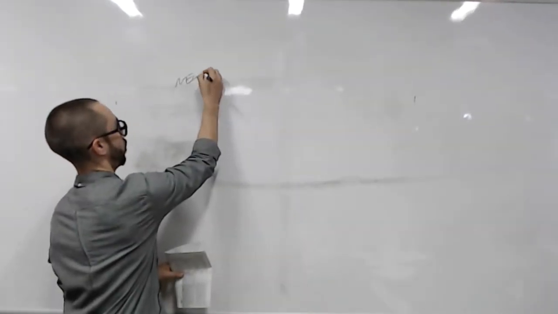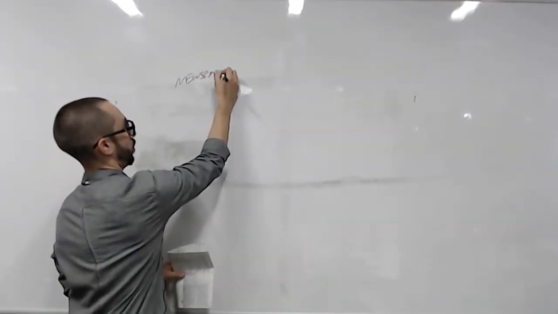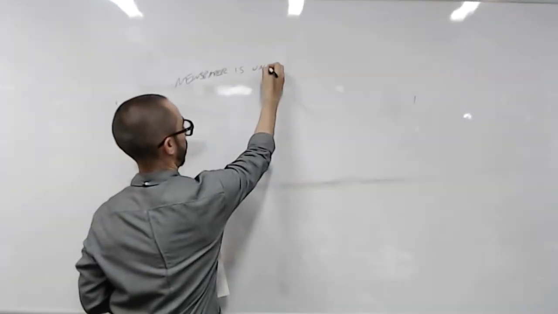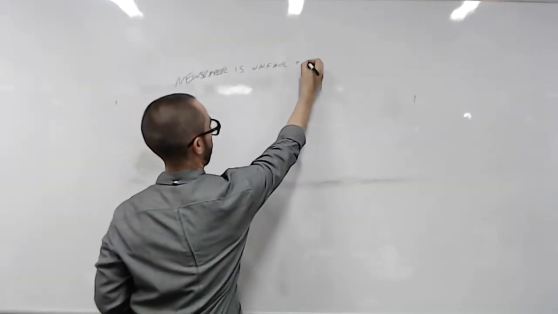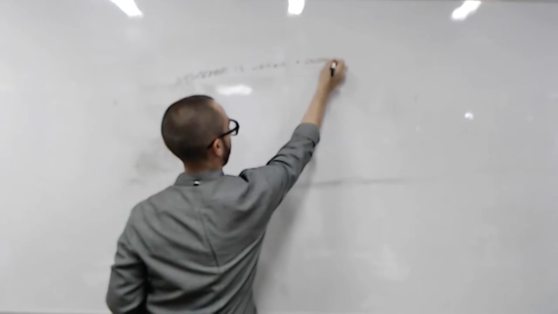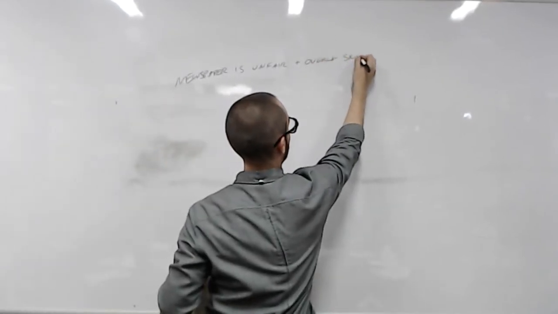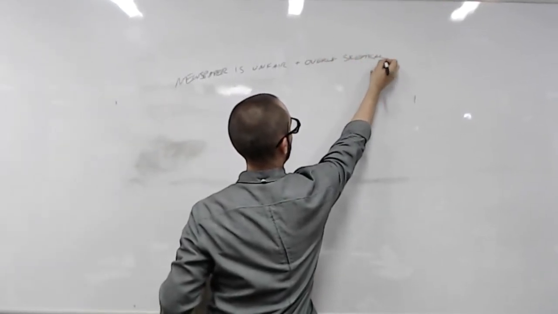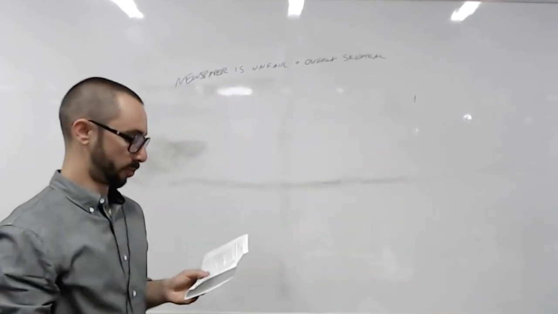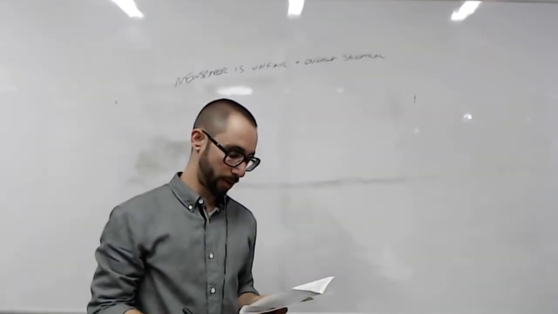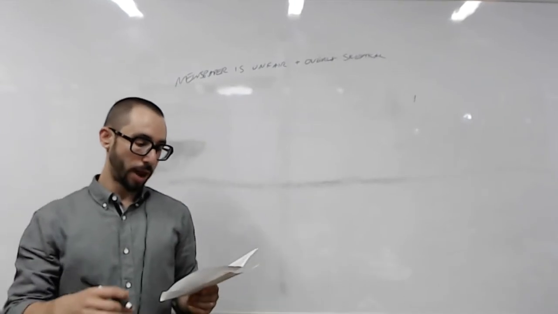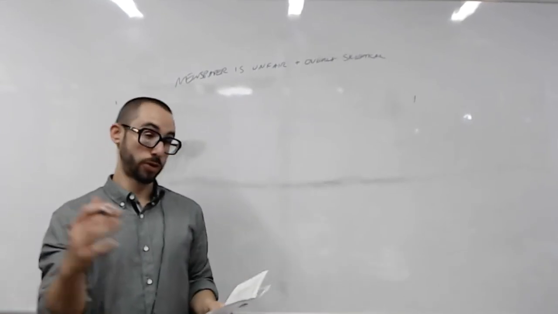So the newspaper is unfair and overly skeptical of this guy saying he saw an alien spaceship, and we want a principle that conflicts with the argument.